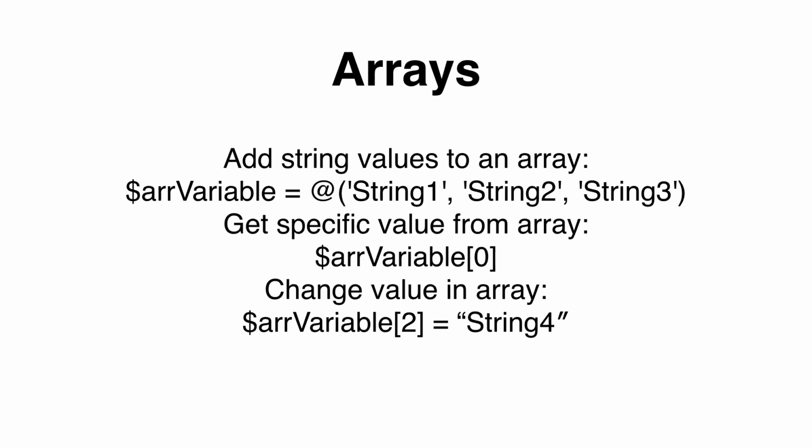If we want to change a variable or an array value from that array, we can do that by just specifying the index. So in this case, I'm actually changing the string 3. I'm calling variable number 2 and assigning string 4 in place of string 3.